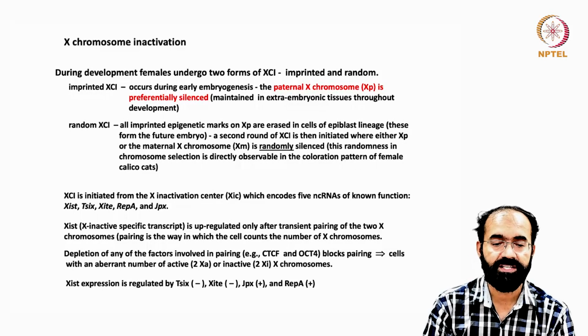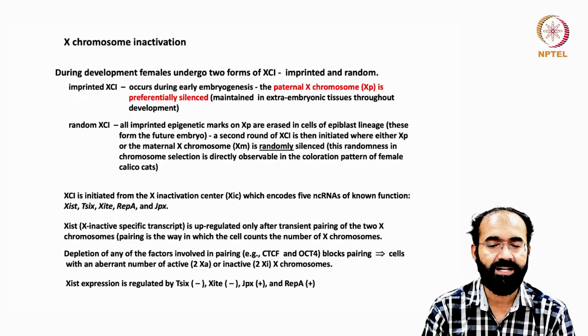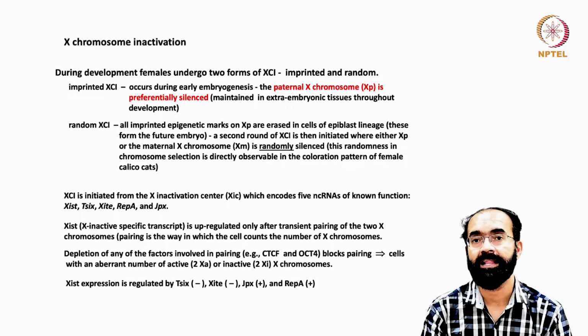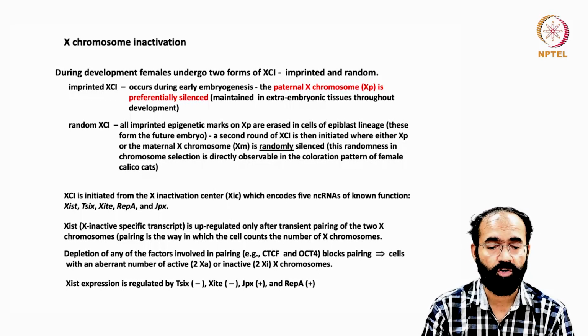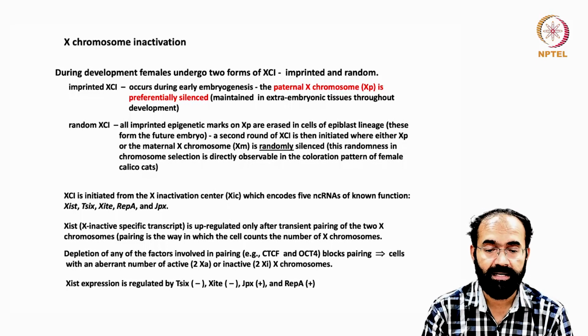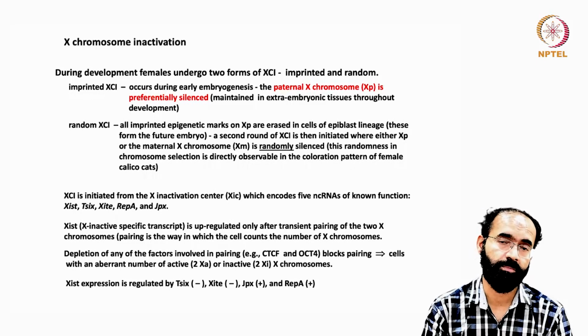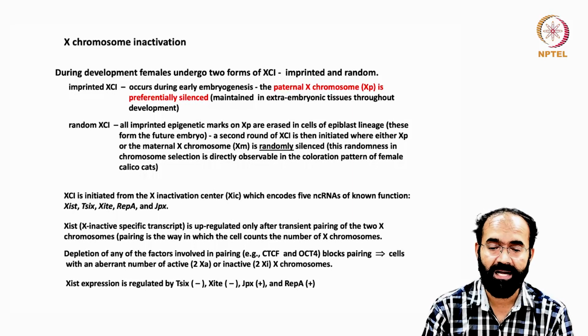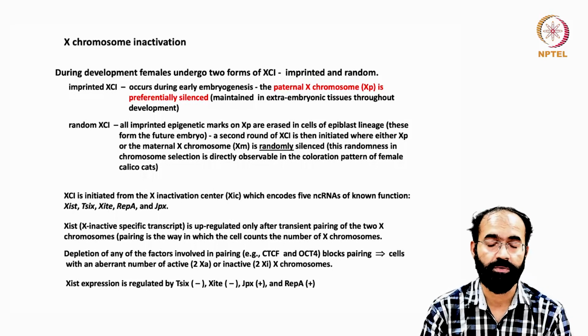So X chromosome inactivation, looking further: during development, females undergo 2 forms of X chromosome inactivation. One is imprinted and the other is random. Imprinted X chromosome inactivation occurs during early embryogenesis. The paternal X chromosome, referred to as Xp, is preferentially silenced and it is maintained in extra-embryonic tissues throughout development. Random XCI happens later. All imprinted epigenetic marks on Xp are erased.